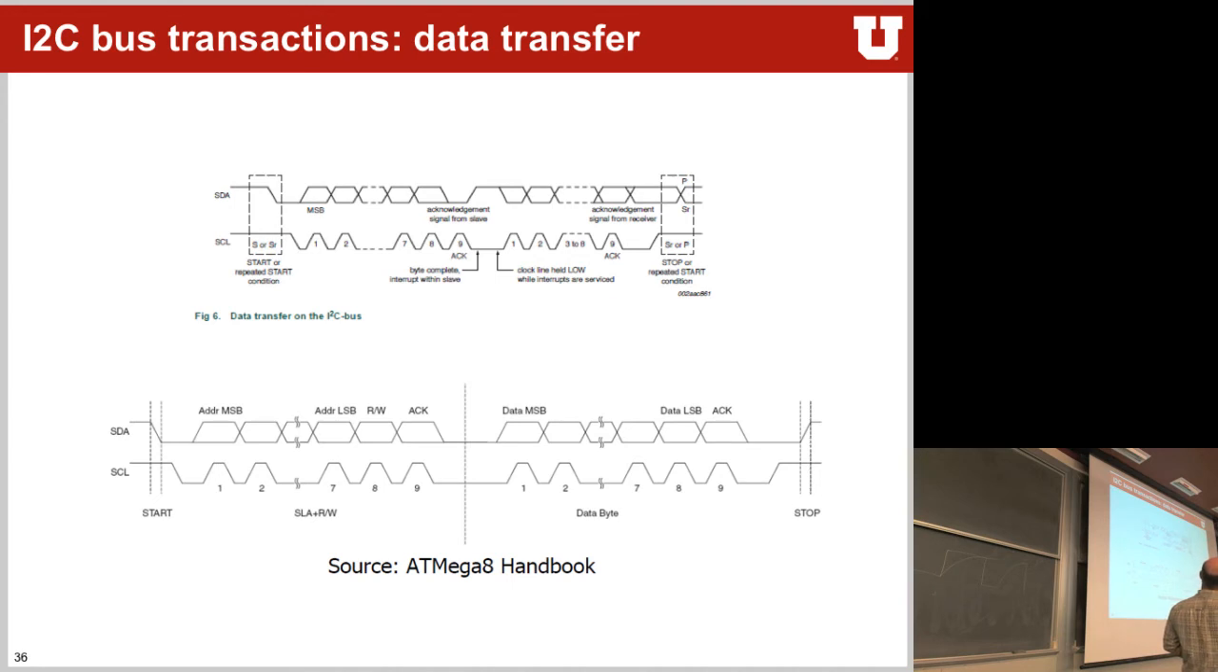Next comes 7 bits of address. The 8th bit will be a read or a write, so it's either a high or a low, telling the slave that I want to read from it or I want to write to it. What this bit indicates is that the next byte is either driven by the master or driven by the slave. Then comes the acknowledgement, which will be pulled low if the slave actually received my request. And then in the next transaction comes the data, again with a 9th bit of acknowledgement. And then at the very end comes the stop condition.